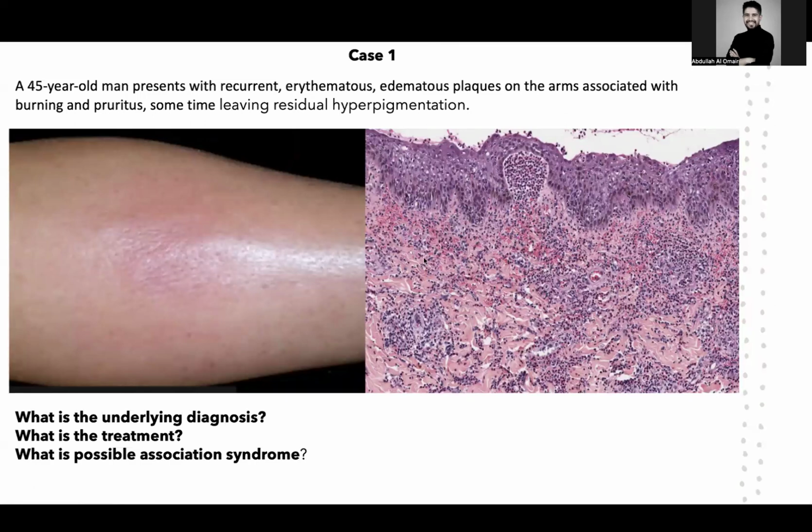Okay. A lot of eosinophils here. So eosinophils, a lot of flame figures, which is like collagen bundles integrated with eosinophils. So this is underlying eosinophilic cellulitis, as you mentioned before in the differential diagnosis. The treatment is going to be steroid or any other immunosuppressive treatment, and a possible association is going to be Churg-Strauss, which is a part of vasculitis.